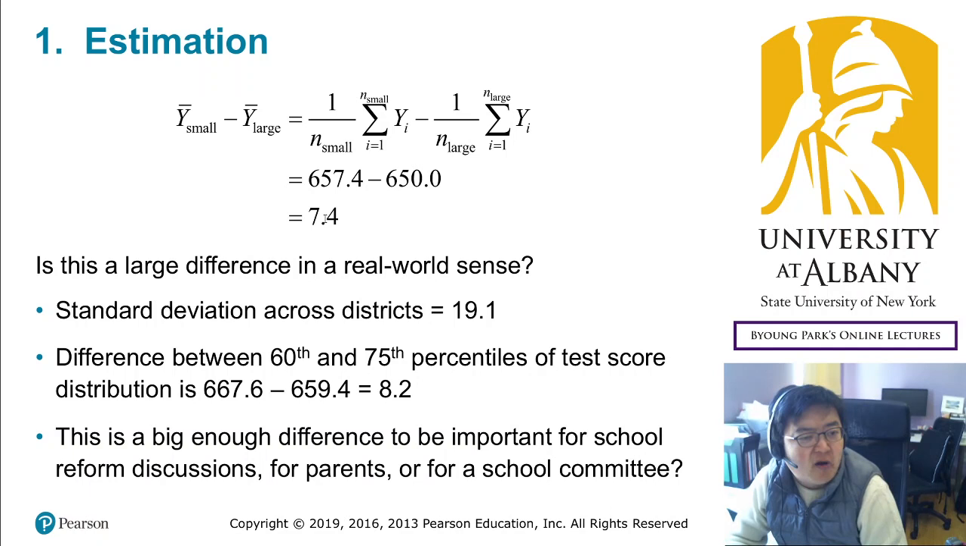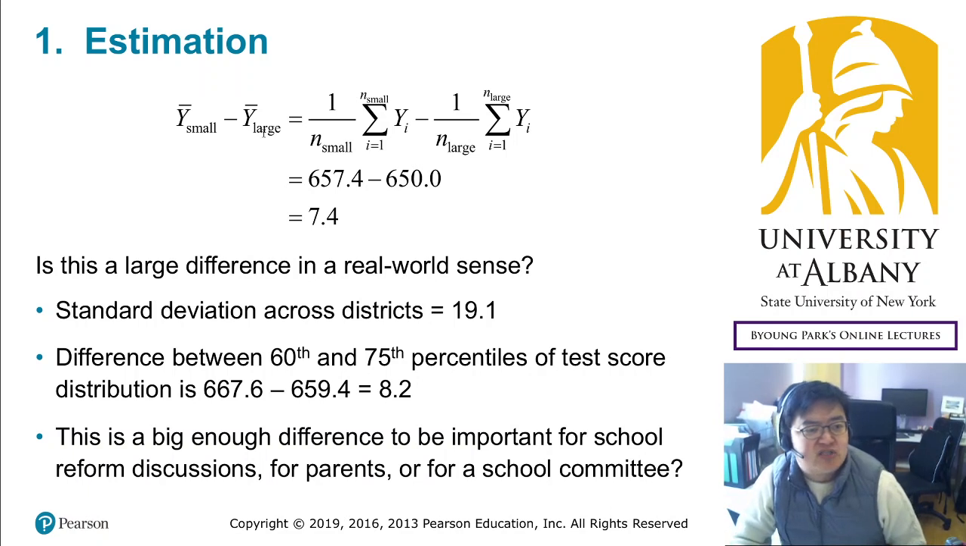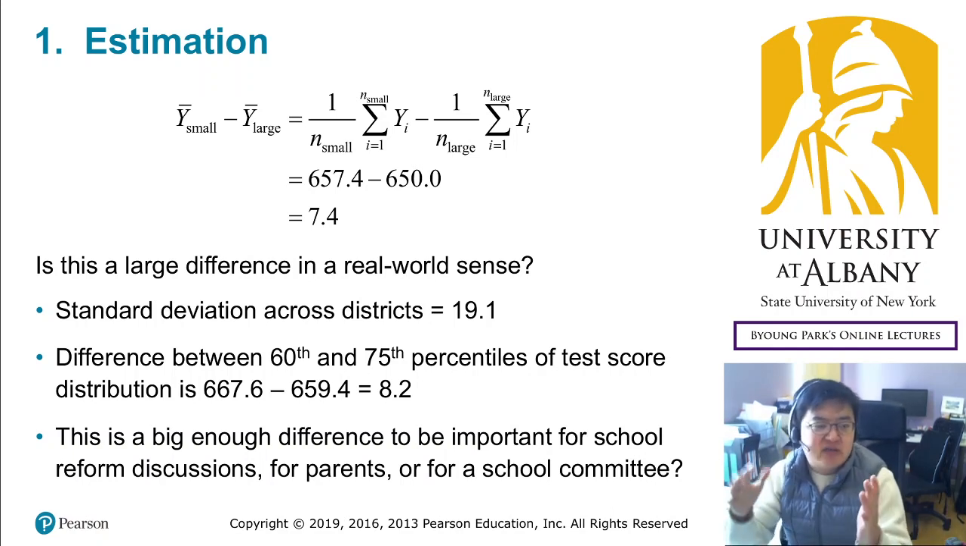Or you may compare this to another difference. For example, the difference between the 60th percentile and the 75th percentile is 8.2. So the difference is even smaller than that. Reducing the class size from large to small will change your school from top 40% to top 25%. Actually, the effect is less than that, but it's comparable. You put the number in some context.